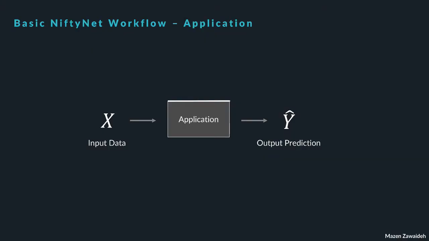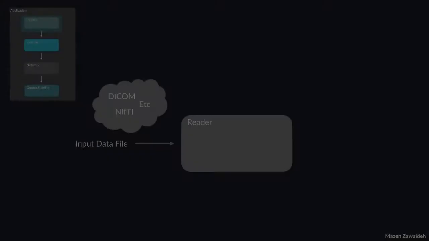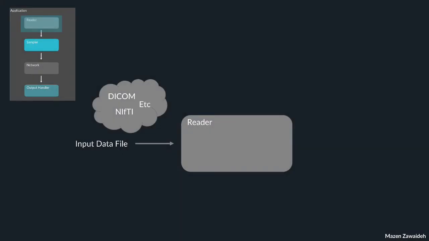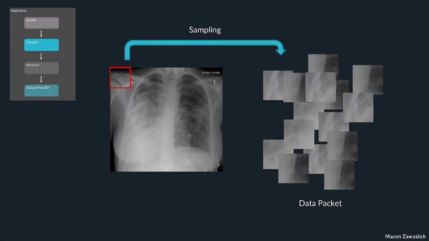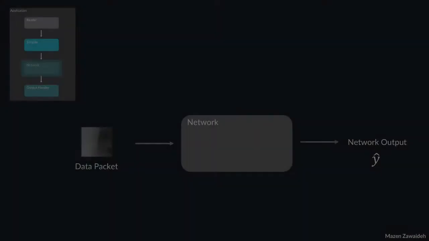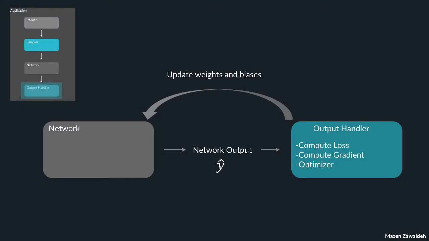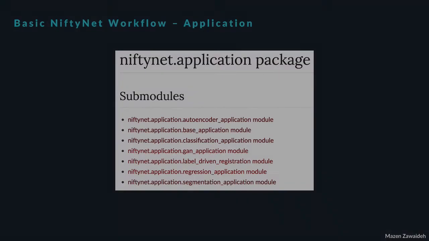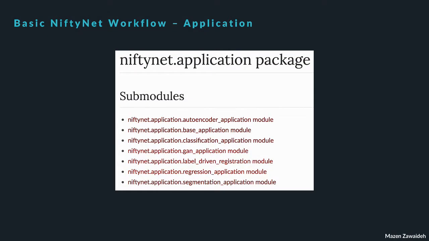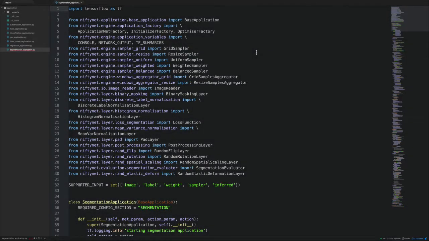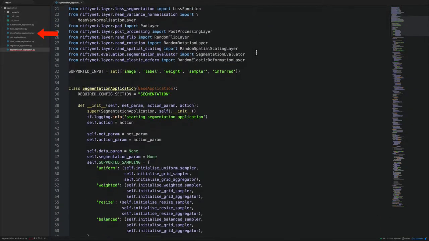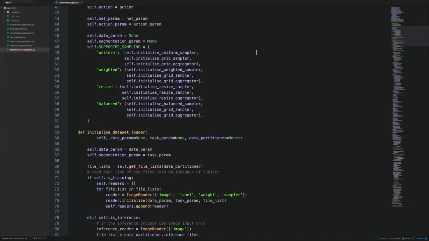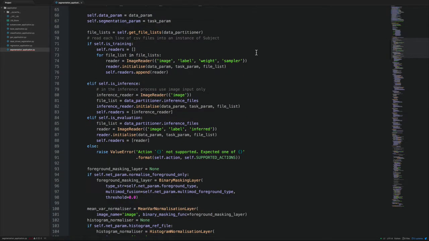First, let's discuss the application. At this point, a NiftyNet application can be thought of as a box which contains all of the components necessary to execute every step of a particular deep learning task. The components include a data reader to load data from files such as DICOM or NIFTY files, a sampler to generate data samples to feed into our network, the network itself, and an output handler, which serves multiple purposes depending on whether we are training or testing the model. NiftyNet has multiple applications, each of which specifies a particular task. For example, there are separate applications for segmentation, classification, or regression tasks, among others. You can explore more of these tasks in the NiftyNet documentation.